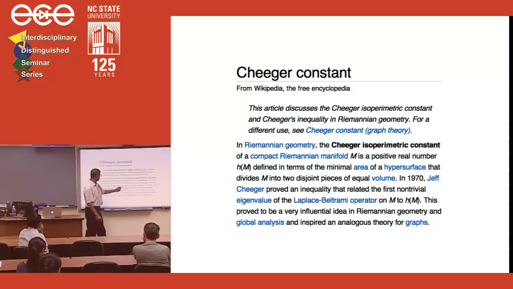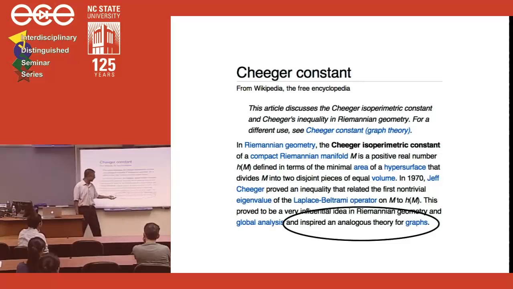And Jeff Cheeger proved an inequality, because this is hard to compute. But you can compute the eigenvalue, and he developed an inequality that you can use to estimate or at least bound this constant. And notice that this, at least Wikipedia says so, so it must be true, inspired an analogous theory for graphs. So we should not forget that mathematics is useful.